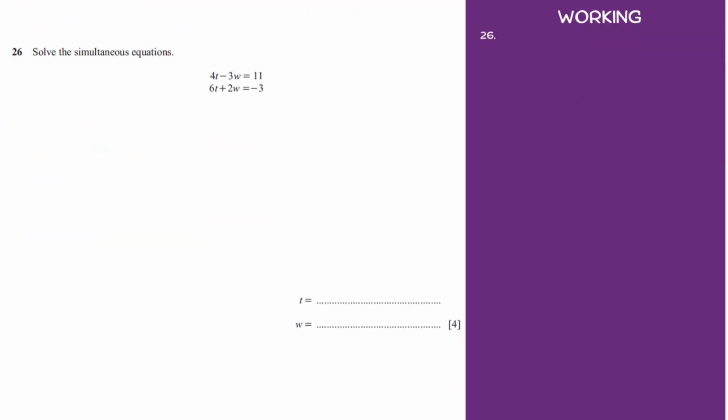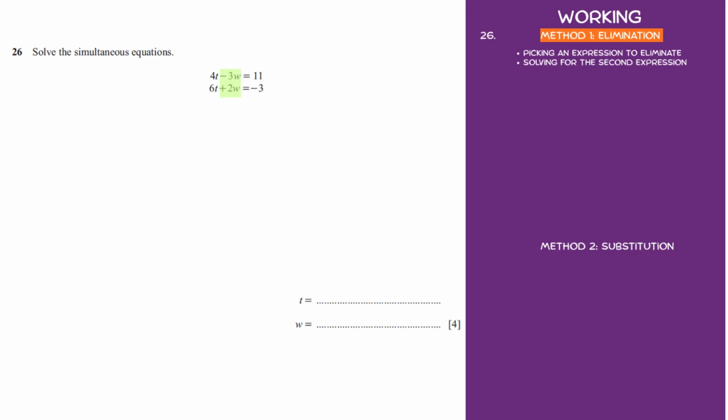Lastly, for question 26, we are asked to solve a simultaneous equation. There are many ways to solve simultaneous equations, but I will only show you 2 ways. The first way is by elimination. This is done by picking any one expression to eliminate, then solve for the remaining constant. For this question, I will choose to eliminate w, as it is easier. To do this, I must first make the coefficients of w equal. Therefore, I will multiply the first equation by 2 and the second by 3, giving me these new equations.